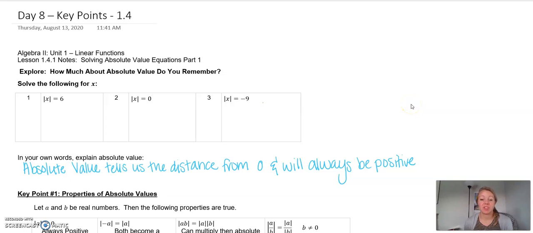So we're going to review how to solve absolute value equations. This was days 8 and 9 in your unit 1, so you can go back and look up the same notes that I did. You have access, but I'm going to just re-go over the basics of solving an absolute value equation.